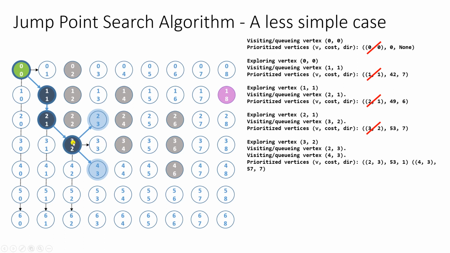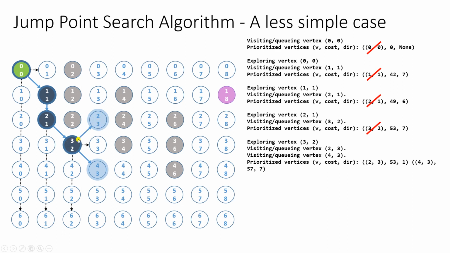And when we are trying to see diagonally if there is anything interesting, we will discover vertices 2, 3 and 4, 3. First, let's ask ourselves, why do we have these two jump points? Maybe it seems a bit intimidating or complicated, but trust me, it's not. It's very easy. Now let's look at the available directions from vertex 3, 2. Why did we choose vertex 2, 3 to be our jump point?